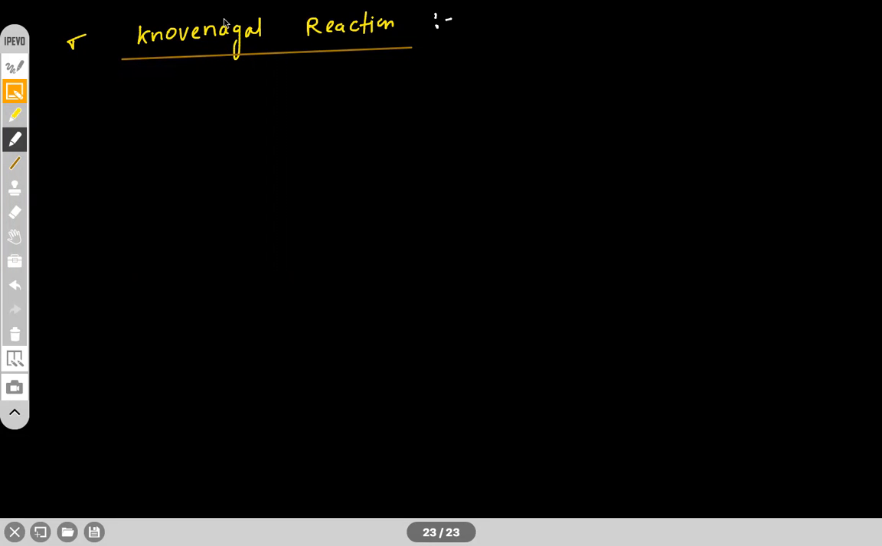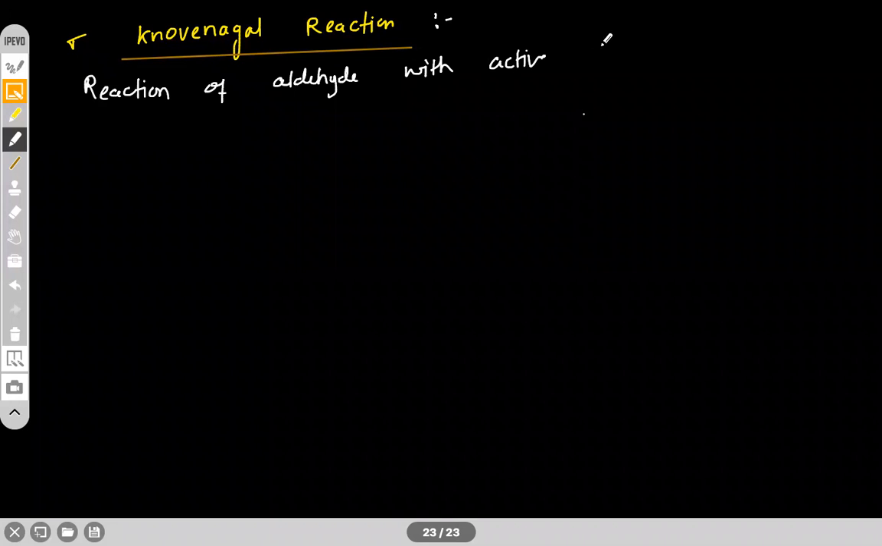Yes. So the next reaction we have to start is the Knoevenagel reaction. Correct. So write down: it is a reaction of an aldehyde with an active methylene group.